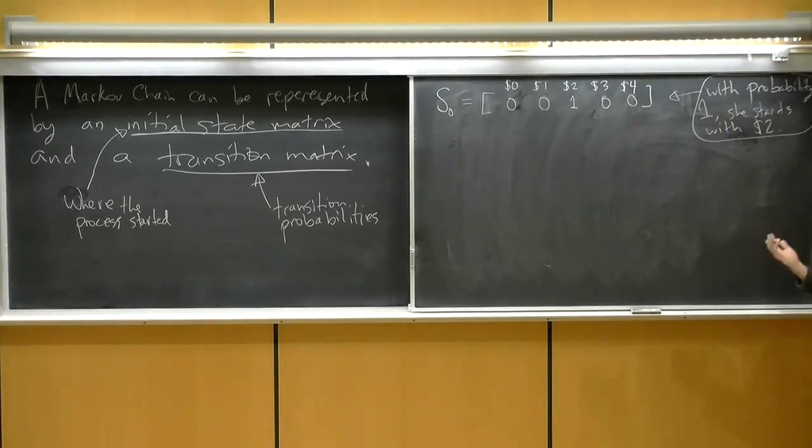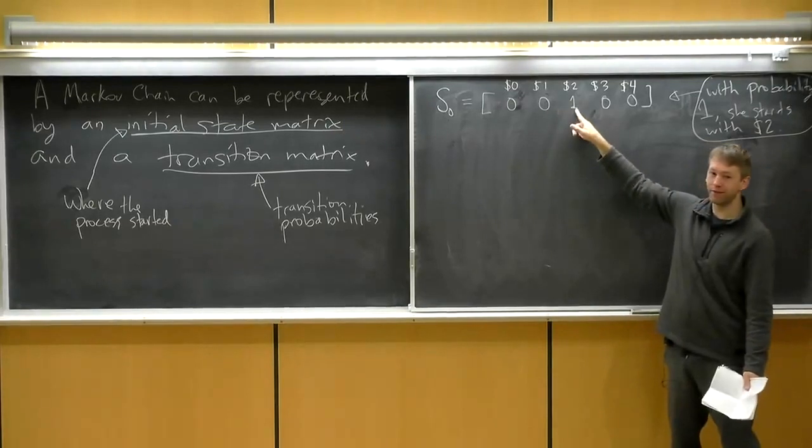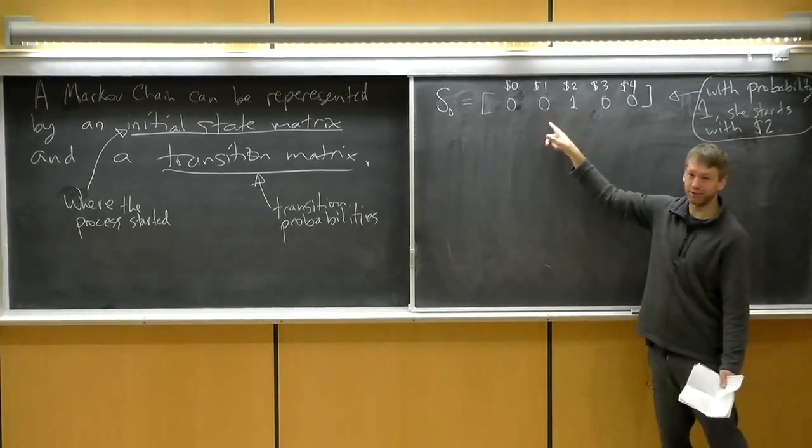If you have a slightly different scenario where at the start she flips a coin, and if it's heads, she brings $2 to the casino. If it's tails, she brings $1. Then you have a 0.5 here and a 0.5 here to represent those probabilities.